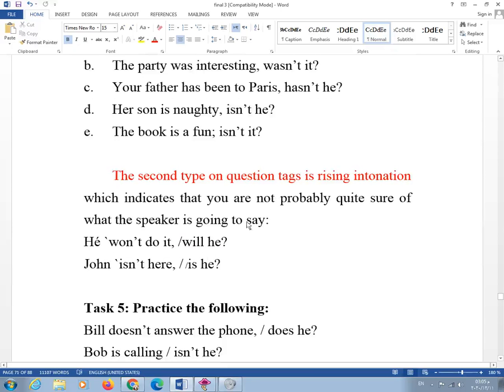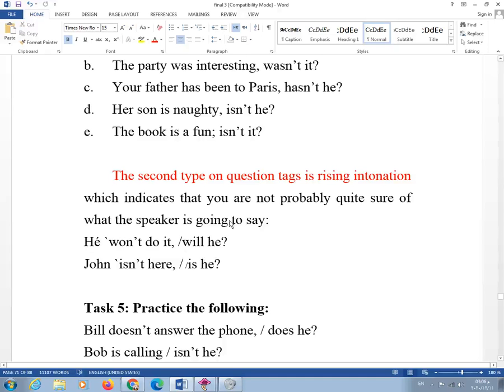Rising indicates that you are not quite sure of what the speaker is going to say. You really are seeking information. You do not know what they are going to say. So it's a real question. That question here is a real question once you use rising intonation. Okay, he won't do it, will he? John isn't here. Is he?